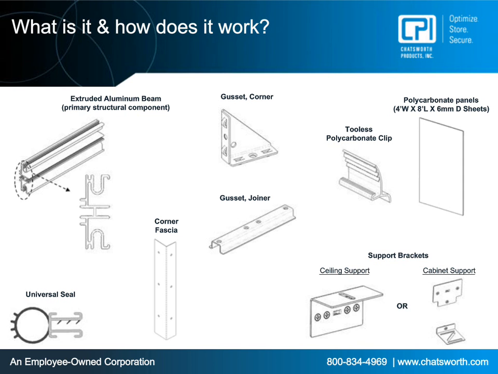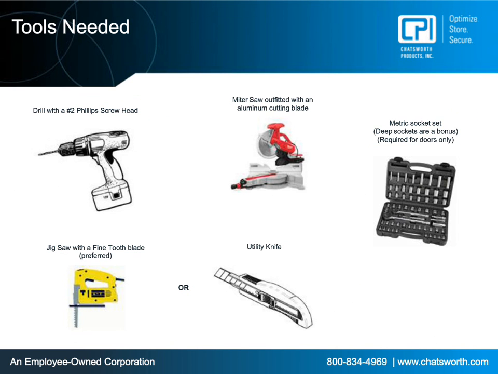What do you need to put them together? All simple tools. Screw gun or a screwdriver, a chop saw, miter box saw with a good metal blade, and I usually cut the polycarbonate panel with a razor knife. I score one side, I snap it, I score the other side, much like you cut drywall.